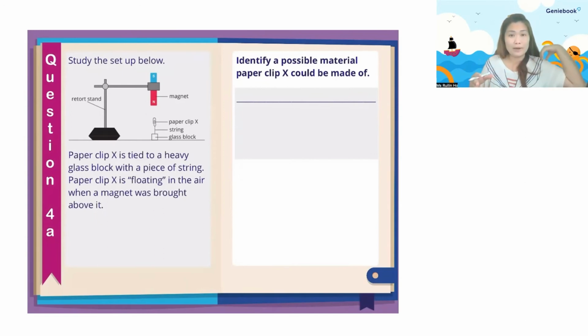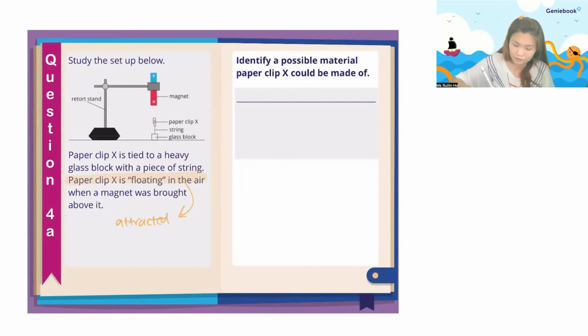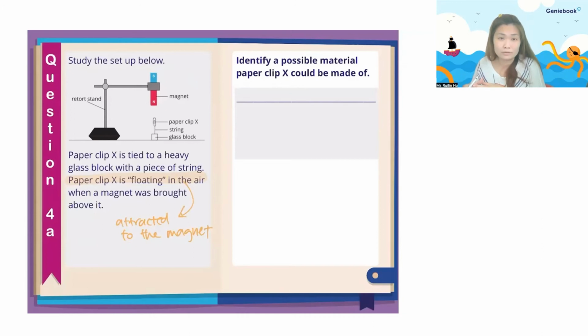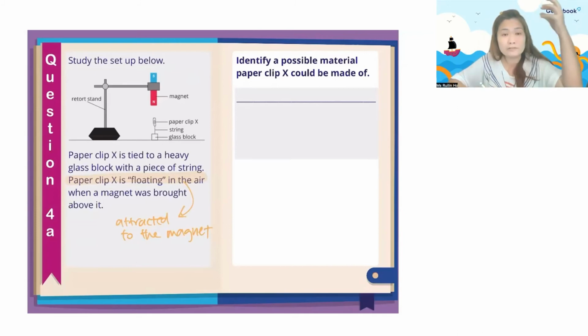The idea here is that the paper clip is able to float up because it is attracted to the magnet. However, it couldn't reach the magnet because of the string that's tied to the glass block, so it couldn't fly away. There's a limited length to the string, so that's why it's floating, not because it's attached to the magnet itself.